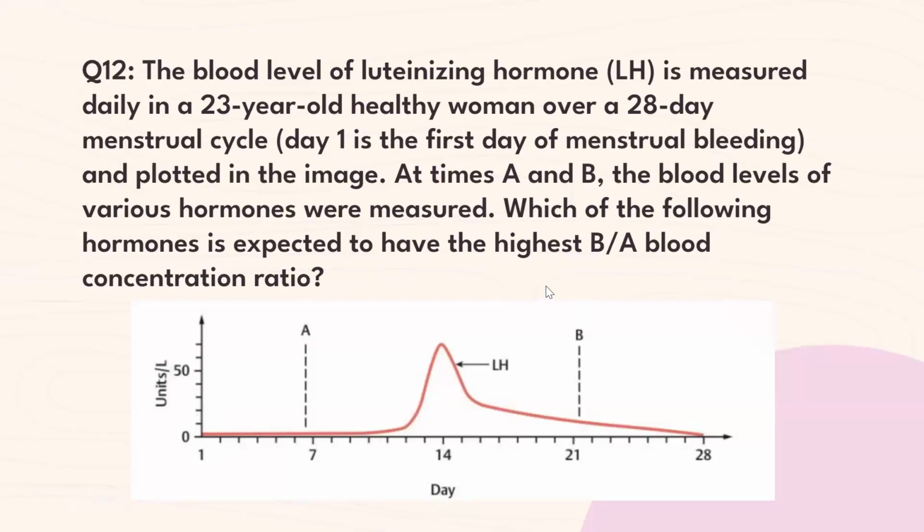So let's talk about a little bit of maths here. When we're talking about ratios, right, ratio would mean B over A, right? B over A, that is equal to the concentration ratio. For the ratio to be high, we need the B to be high and we need the A to be low. So which hormone at day 21 is high, and that same hormone needs to be low at day 7?